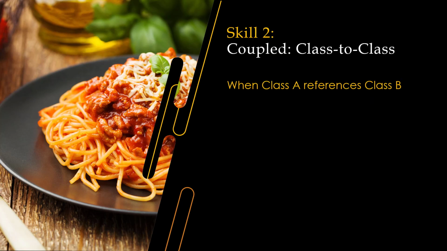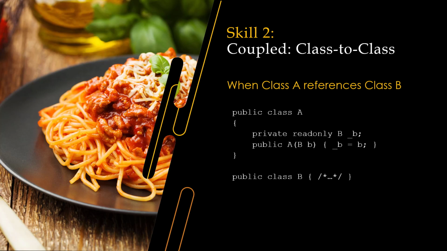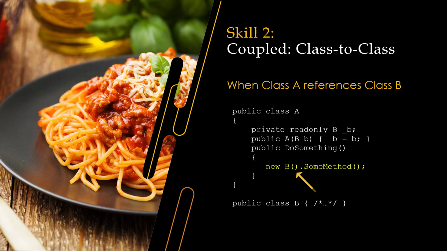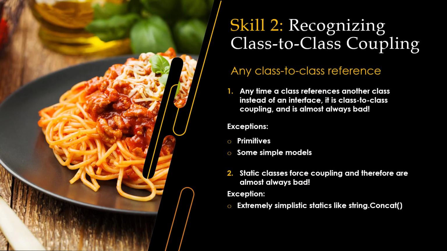So let's start by talking about class-to-class coupling. What is class-to-class coupling? It's when any class references another class. So here's an example. Class A references class B. Here it's referencing it in a constructor. It could also be referenced in a method. Anytime you see class A calling a new class of some other type, you are coupled. That is class-to-class coupling. It's easy to recognize. It's pretty much anytime class A references class B.